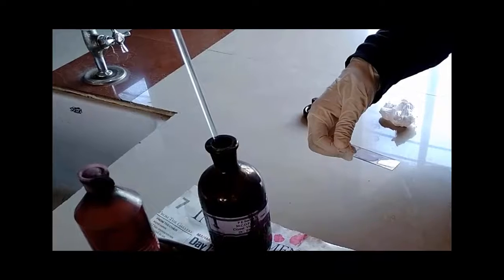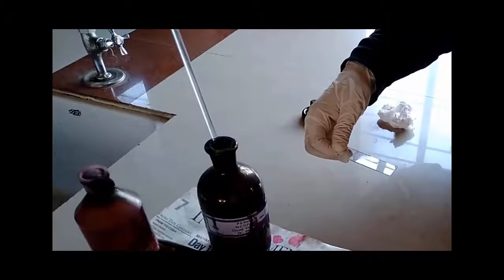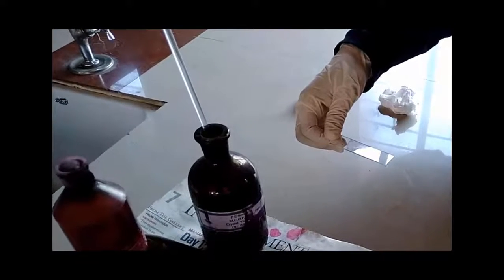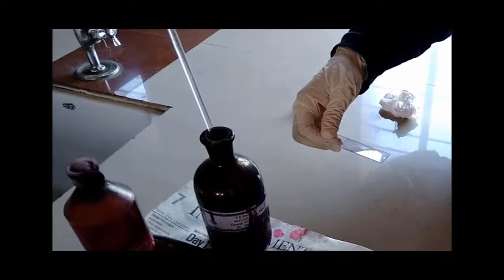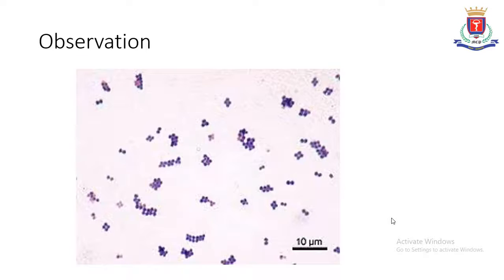After complete drying, you can add a drop of oil on it, cedar wood oil, for more magnification and view it under the microscope, that is 10x. Now after your slide is ready, you will observe it under the microscope. The image which you will be observing under the microscope will be like this, where the bacteria are observed in the form of clusters, either pink, blue or crystal violet in color.